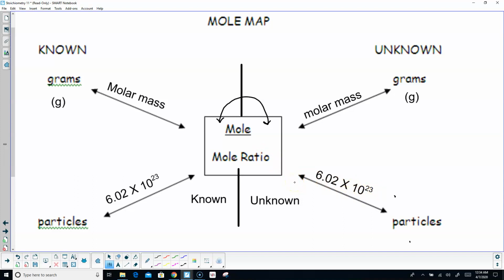So mole map, very useful, very similar to the one we did last unit. It's just 2 of them, and they're married together here. They've got a little place here where they butt up, and this is the mole ratio. And every one of them will have this little bridge that we can cross from the known to the unknown. Okay, the mole ratio. Probably the easiest way to do this is just to demonstrate it.